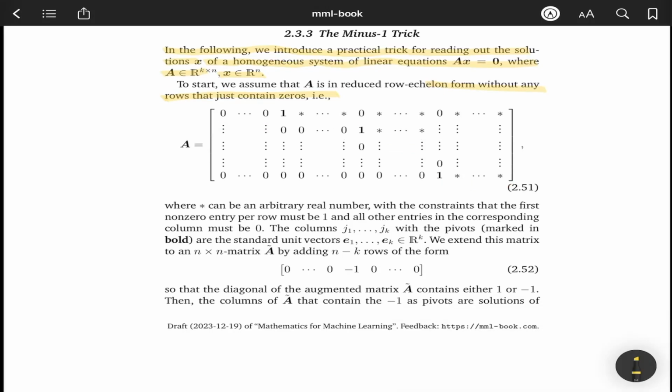And we have something like some kind of a staircase form. So the asterisk can be any arbitrary real number. And we always have a pivot number in the beginning, which has to be 1. This one means everything else is 0. Everything else on this column except this one pivot number. The columns J1 to K with the pivots marked bold are the standard unit vectors E1 to K.